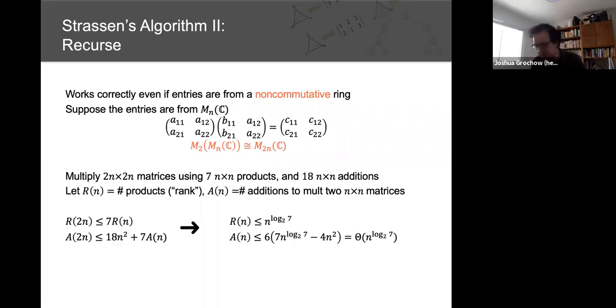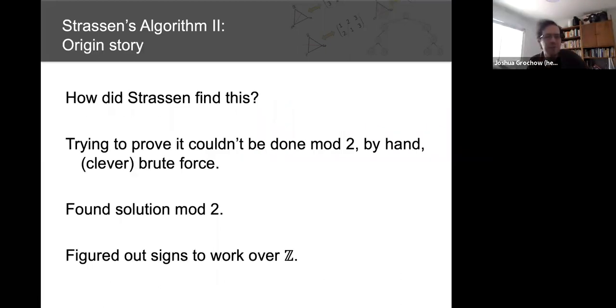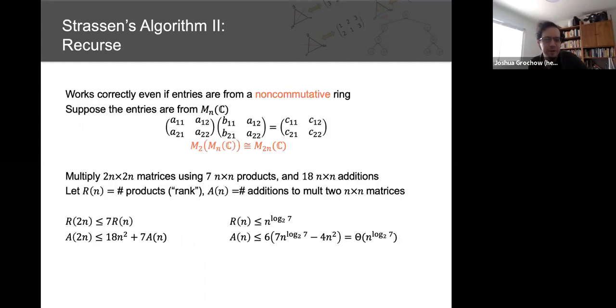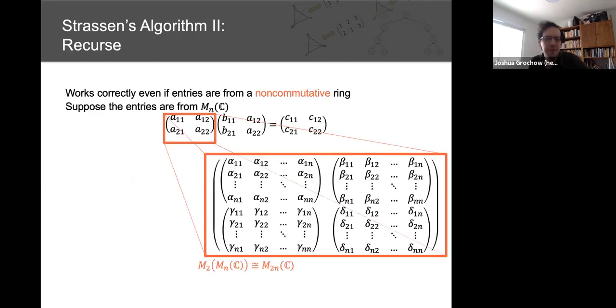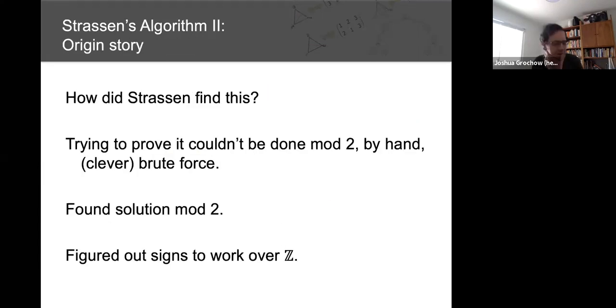And the question is, how did Strassen find this? If you look at these 7 products, it's like, what? You can write it down and give it as an exercise to undergrads to verify that this is matrix multiplication, but it's a routine calculation and you learn very little from doing that. So how did Strassen find this? Well, it turns out people actually asked him. And basically he was trying to prove that it couldn't be done.